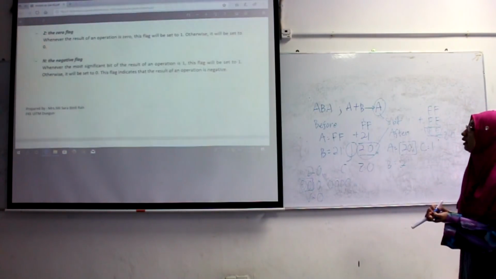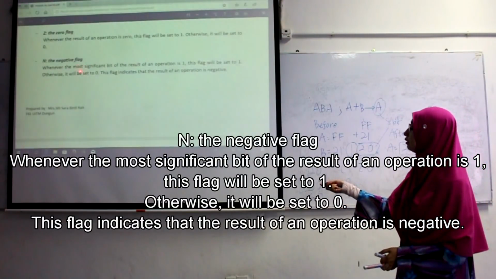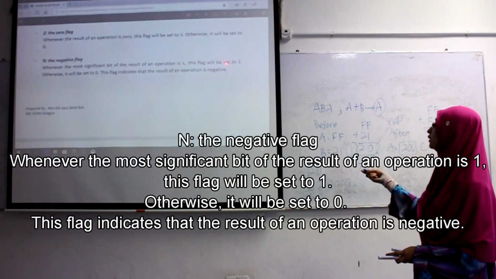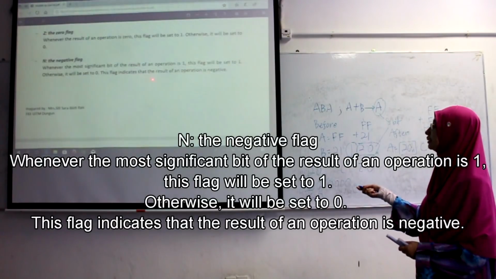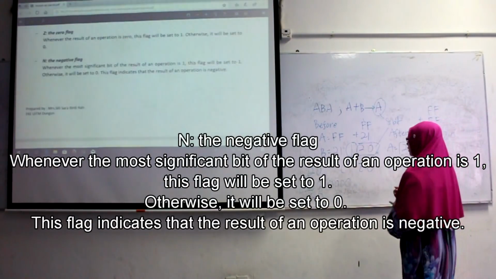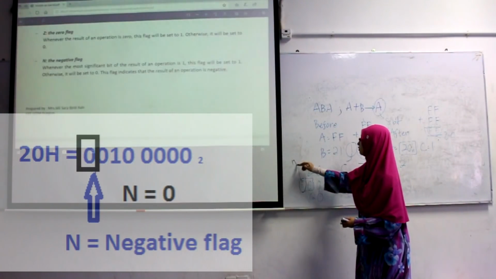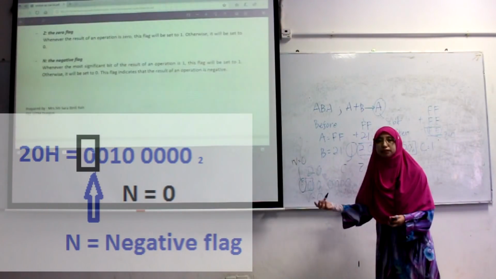So N is the negative flag. Whenever the most significant bit of the result of an operation is 1, this flag will be set to 1. Otherwise, it will be set to 0. This flag indicates that the result of an operation is negative. So it will refer to N. N here is 0, so it will be 0.